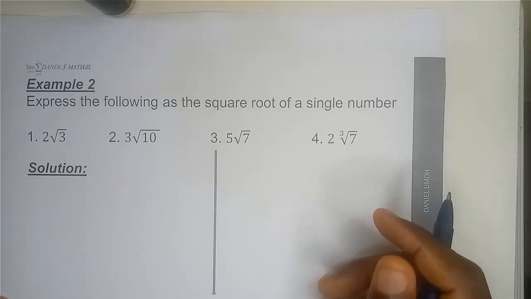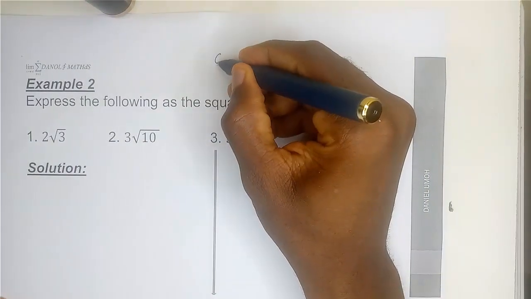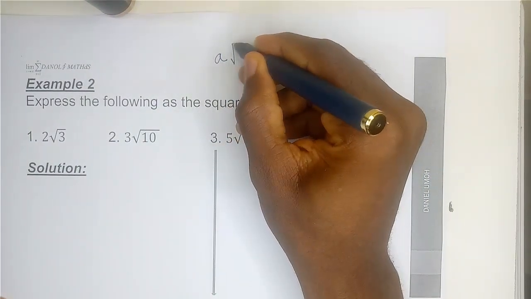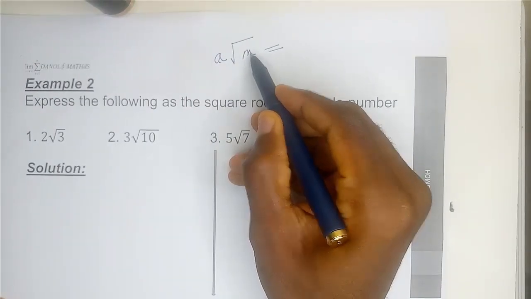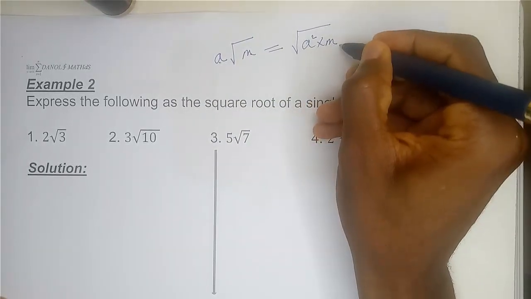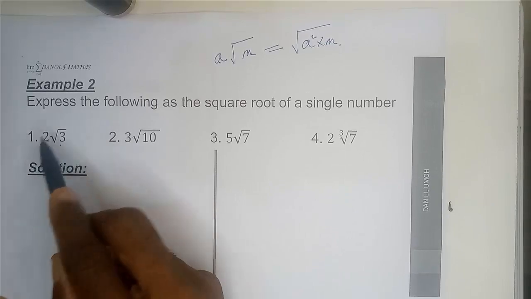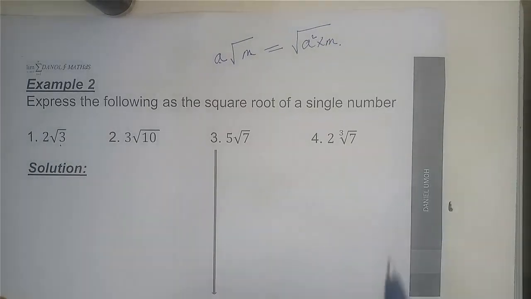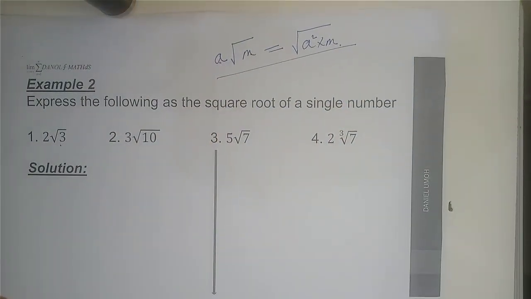Express the following as a square root of a single number. Now, remember, in our previous lecture, we told you that there's a rule of sort that a root m is equal to, when you push this one back into the square root sign, it will become square root of a square times m. This rule is very important. So that means to express this simplified surd back to its original form, to a single number under a square root sign, we are going to be applying this rule here. Please take note. So now let's delve into the solution to this problem.